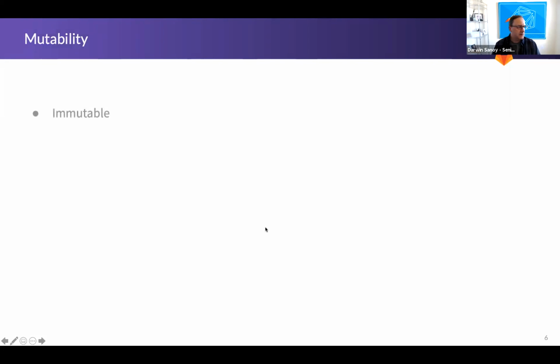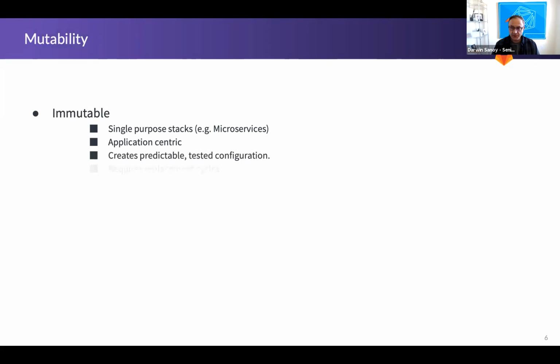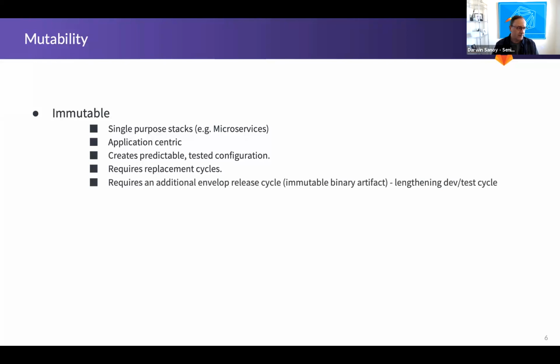Then we get into immutable. Single purpose stacks are the way here. They tend to be application centric, so the whole stack exists for this one application or application component. It creates a predictable, tested configuration. It does require entire machine replacement cycles to do updates, whether you're patching an OS, so you have container OS vulnerabilities, or any other kind of update.